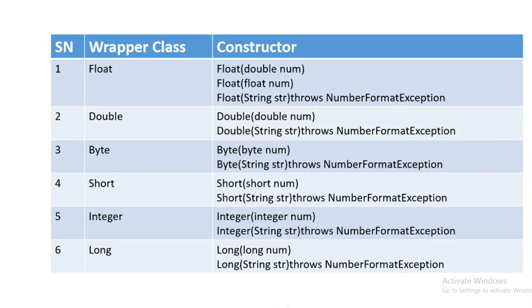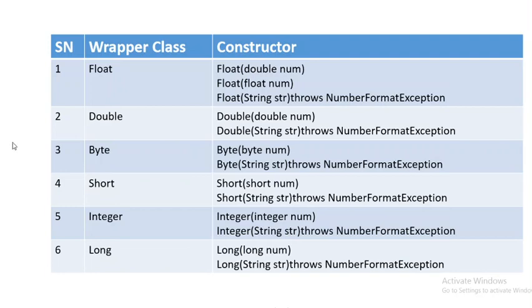Let us see the constructors used with these numerical or number wrapper classes. Here you can look at the chart. In this column, the names of the wrapper classes are given, and in the next column, the constructors. First, Float. The Float wrapper class has three constructors. The first constructor takes an argument of type double. That means by using a double data type argument, you can construct an object of the Float class.